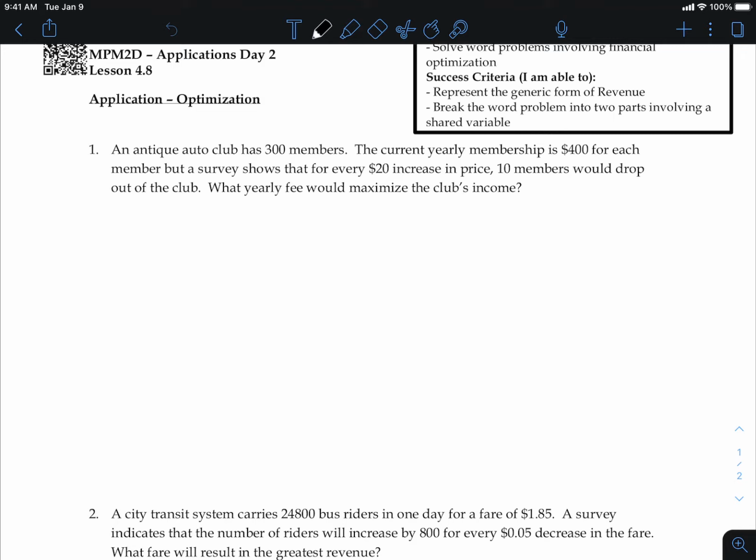Let x represent the number of $20 increases, and R can represent the revenue.